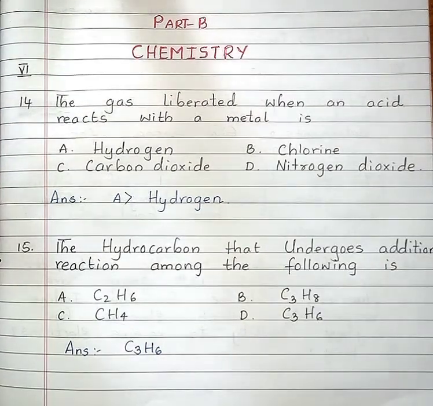15th question. The hydrocarbon that undergoes addition reaction among the following is: option A, C2H6; option B, C3H8; option C, CH4; option D, C3H6. Answer: option D, C3H6.